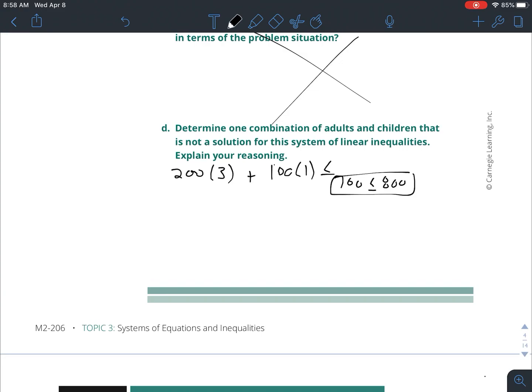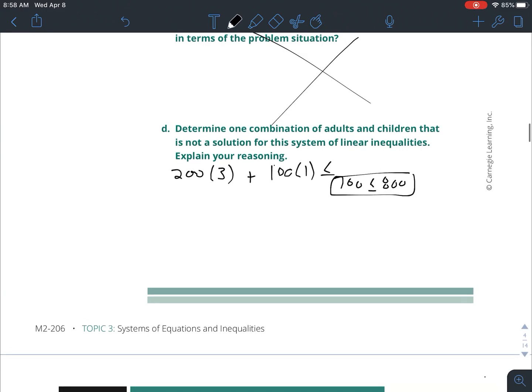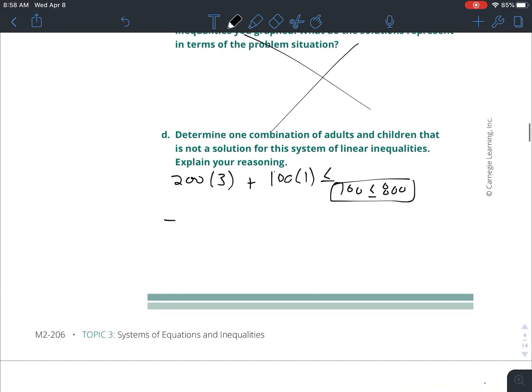Let's check our money aspect of it. So we said it was 75 times A minus 1, so 3 minus 1, plus 50 times 1 is greater than or equal to 150. Okay, so let's take a look and see. Give me a second just to get to where I need to be.